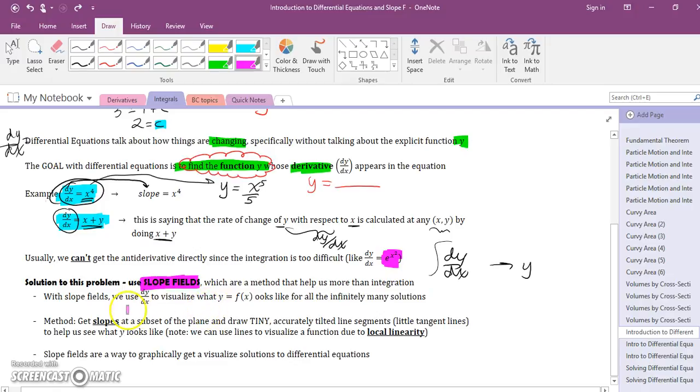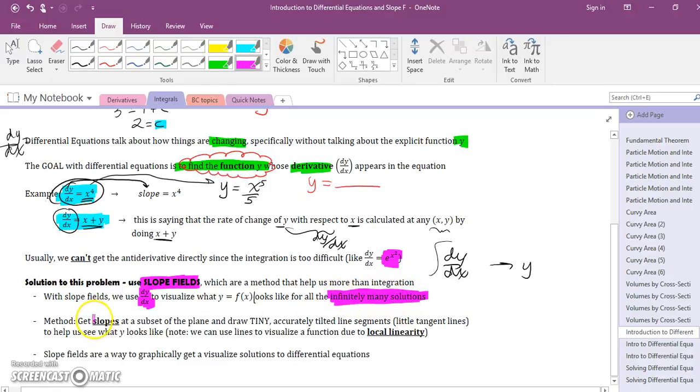So what happens with slope fields is you use your derivative or your dy dx statement, which is one of these two things. And what you use them for is to visualize what the function looks like for all the infinitely many solutions. And I'll explain what this whole infinitely many solutions means in a moment.